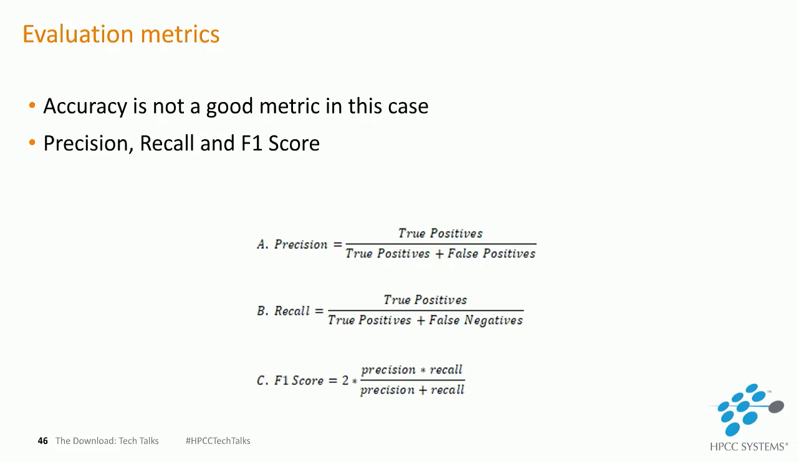So accuracy is very misleading in this case. The three metrics that I'm using are precision, recall, and F1 score. Precision is basically true positives divided by the predicted positives. That is, I'm asking the model, out of all the transactions that have been predicted as fraudulent, how many are actually fraudulent.